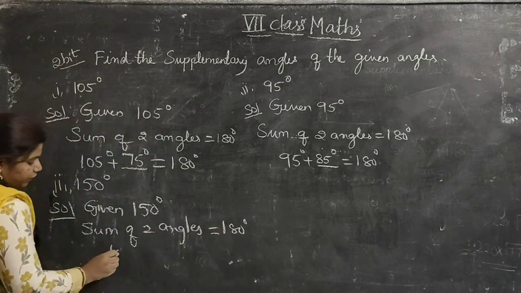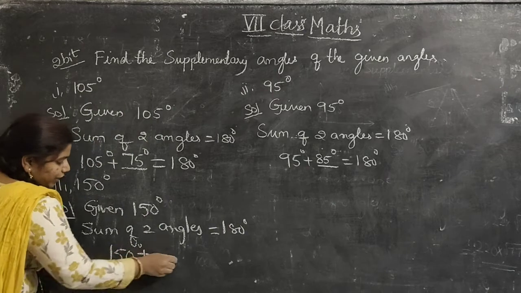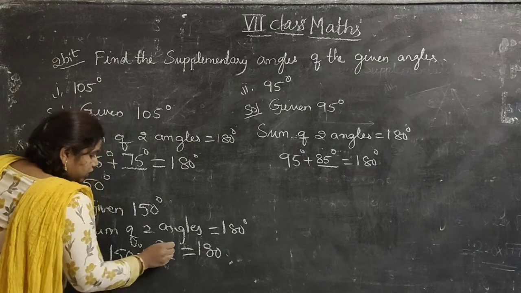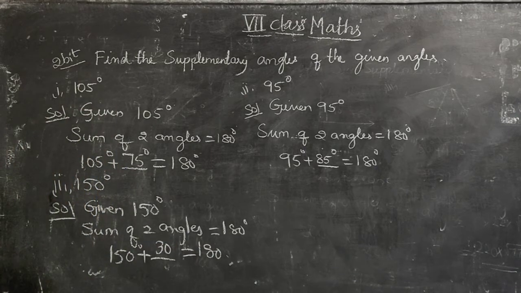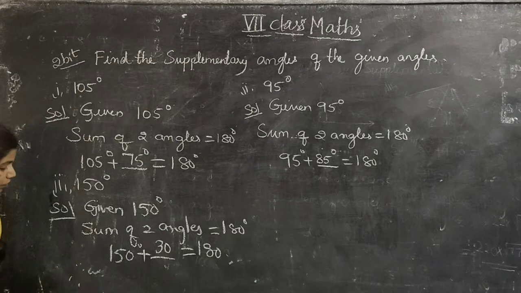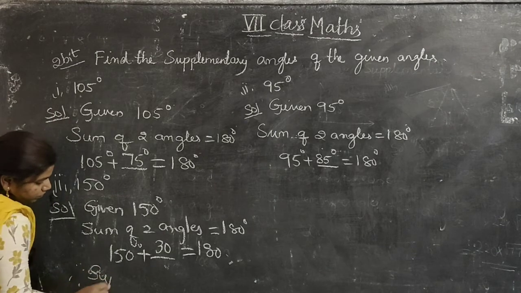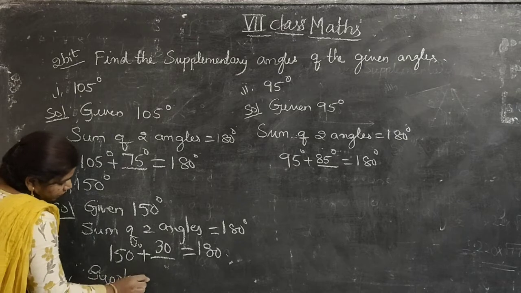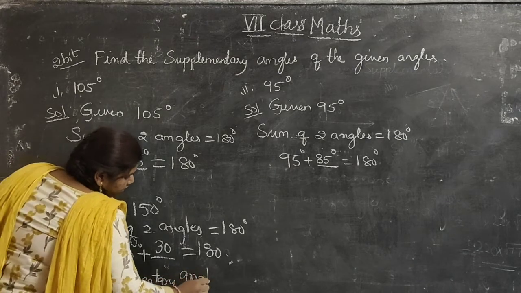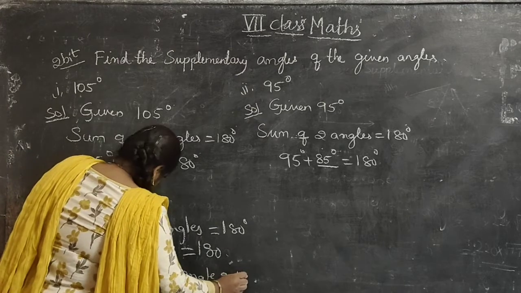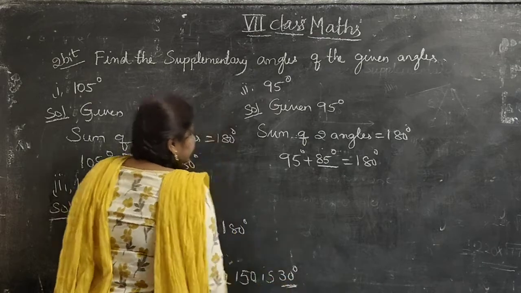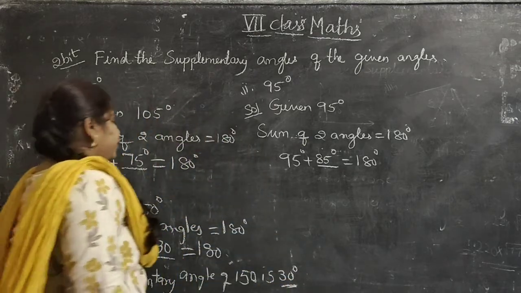So for this 150, how much will you add to make it 180? That will be 30 degrees. So the supplementary angle of 150 is 30. You can write the sentence here. Therefore, the supplementary angle of 150 is 30 degrees. As well as for this, you continue writing.